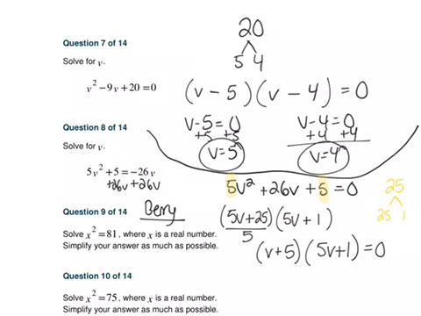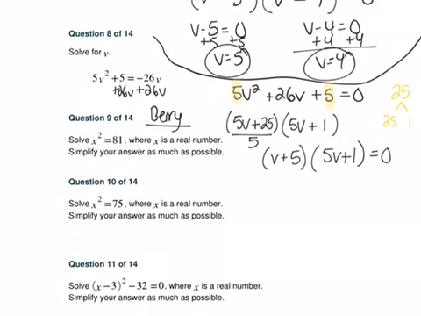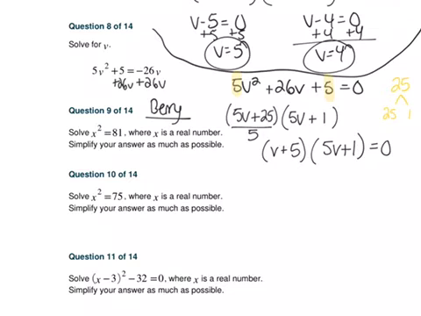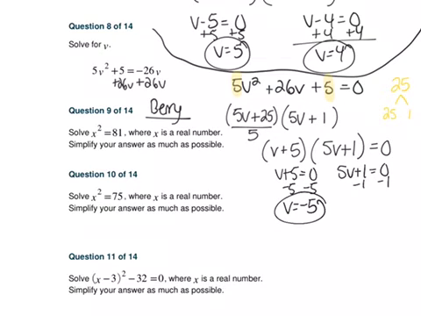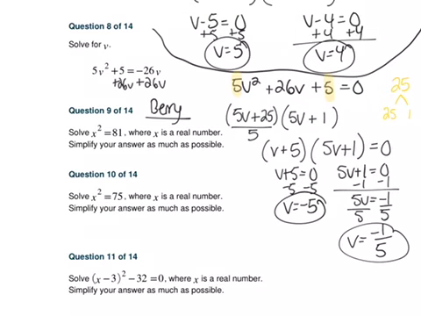Again, you're not done quite yet. You still have to set each piece equal to 0. So for this one, to get our final answer, we're going to say V plus 5 equals 0 and 5V plus 1 equals 0. Minus 5, V is -5. There's one answer. Minus 1, 5V equals -1. Divide by 5, and V is going to be a fraction here. -1/5 for your other answer.